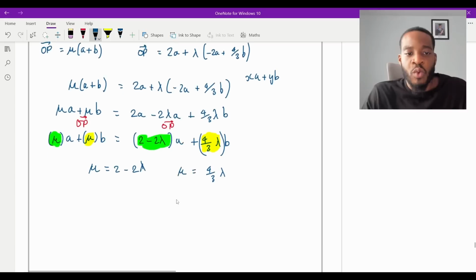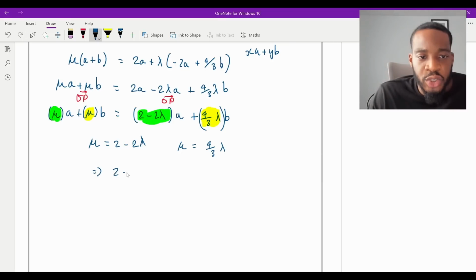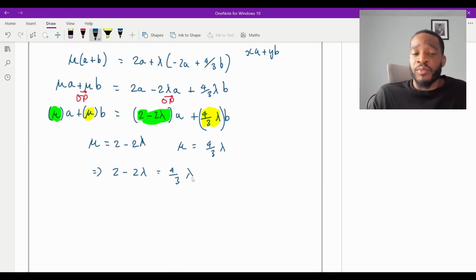And then from here, because mu is equal to 2 minus 2 lambda, and mu is also equal to 4/3 lambda, that must mean that 2 minus 2 lambda must equal 4/3 lambda, because they're both equal to mu.